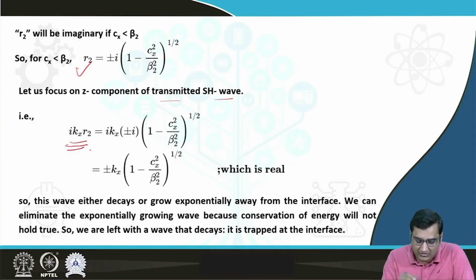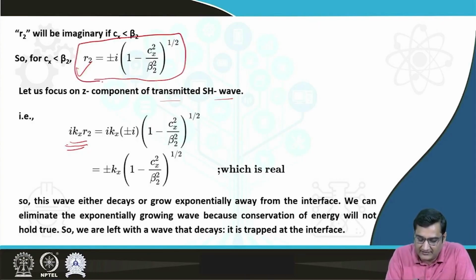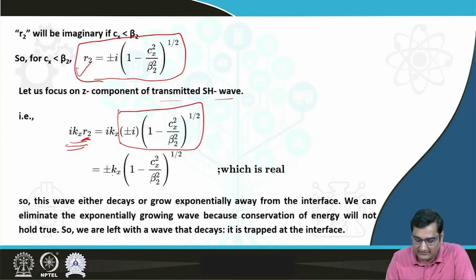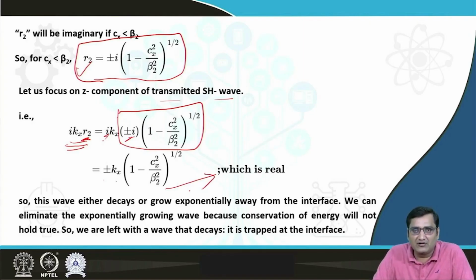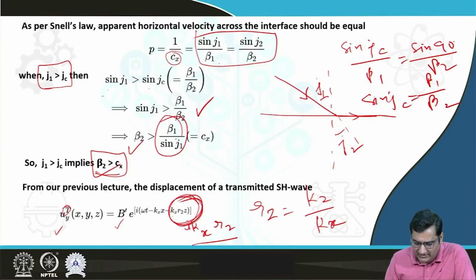Now, since R2, we have seen, has this expression, we have incorporated that in place of R2 here. So that will be here, and that will be iota kx. This iota and this iota will multiply and that will be minus 1. And finally you will get plus minus kx in bracket, under root 1 minus Cx square by β2 square. If you look at this quantity, this is basically a real quantity, right? If this is a real quantity, then this expression is real here.